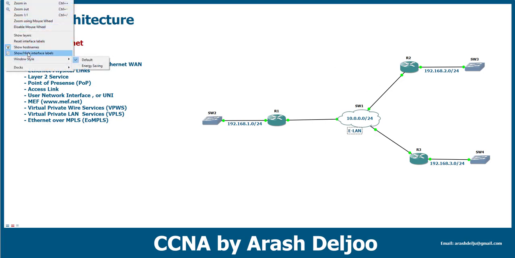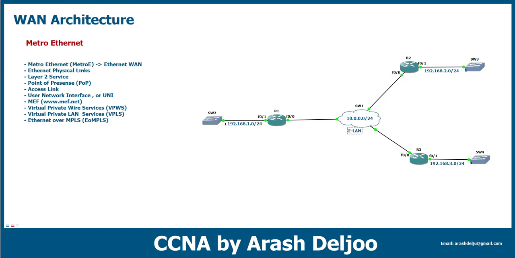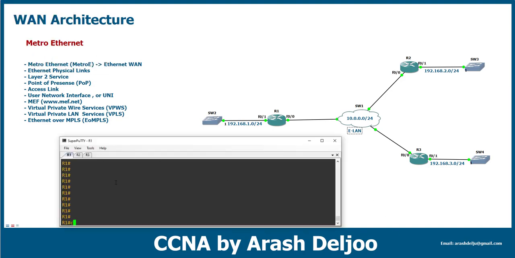Let me show you the configuration of this scenario about the routing. Again, we should start from scratch. R1, interface FastEthernet 0/1. The IP address is 192.168.1.1.